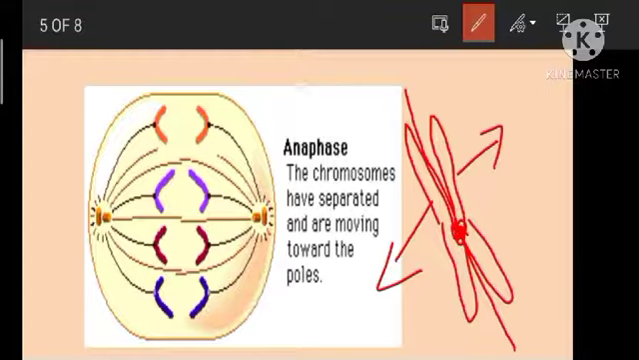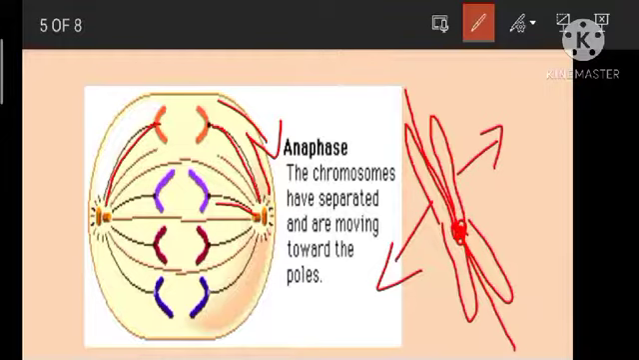Okay, how do they move to the opposite poles? You can see the spindle fibers attached to the kinetochore of the centromere. On either side you can see that, isn't it? Now this spindle fiber will be contracting. So when it contracts, it will be pulling this chromatid towards the poles. Okay, so it will pull the chromatid towards the pole. Thus the chromatids will be moving towards the pole.